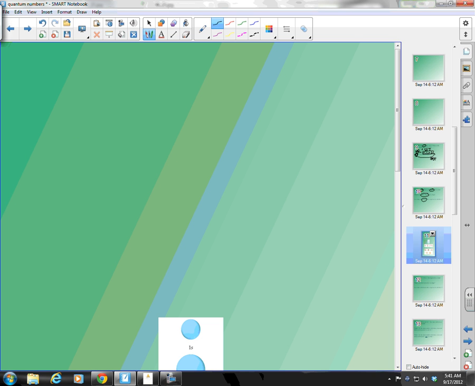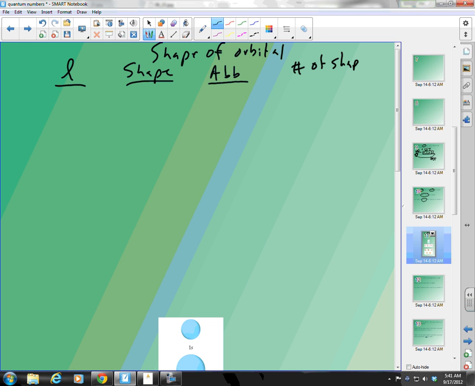So here we go. I said that L had to do with the shape of the orbital. And how is that the case? Well, let's write down some values of L: L, and then shape, and then abbreviation, and then the number of the shape at a given n, at a given level, right?